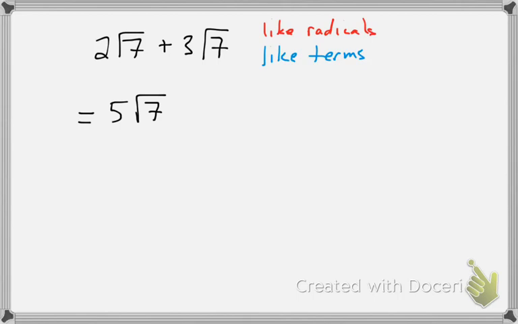Substitute square root of 7 with banana. 2 bananas plus 3 bananas? 5 bananas. Bananas didn't suddenly mutate into something else, right? So the square root of 7 isn't going to change either. If you have 2 square roots of 7 plus 3 square roots of 7, that's a total of 5 square roots of 7. All right? Don't let your bananas mutate. Good life lesson.